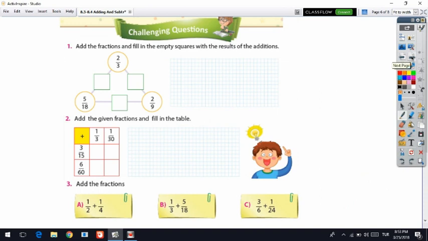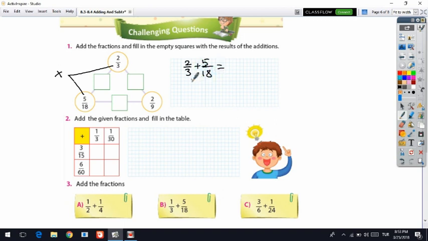So at the fractions, okay, challenging. So it's a little bit different, maybe hard, but you are the clever one, because of that, not a problem for you. So it's like a piece of cake. Add the fractions and fill in the empty squares with the results of addition. You add the fractions, then you find the result here. Everybody, 2 over 3 plus 5 over 18.